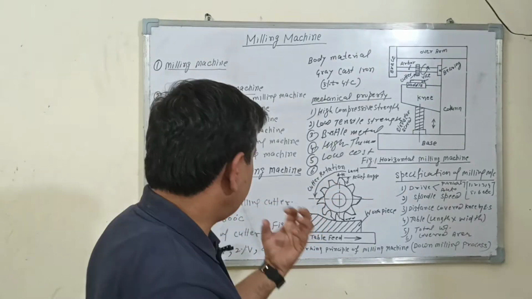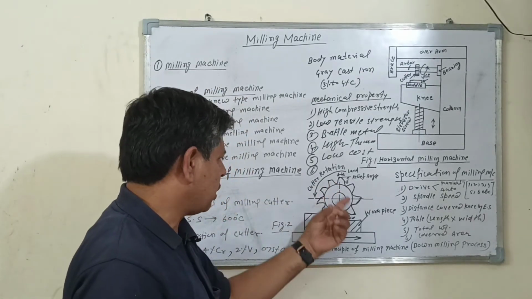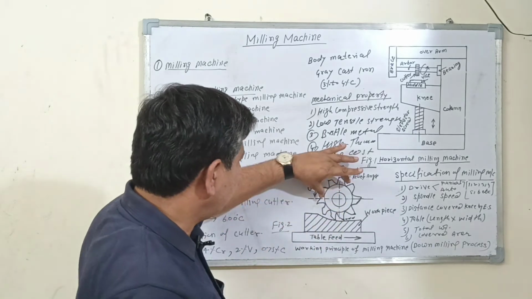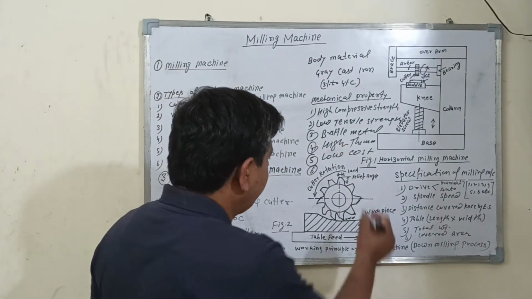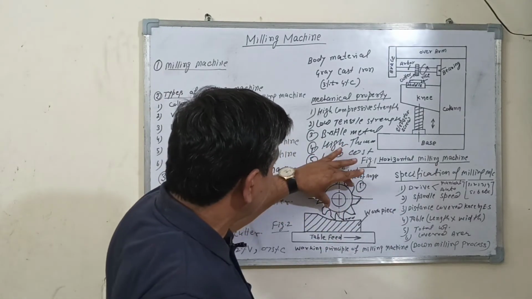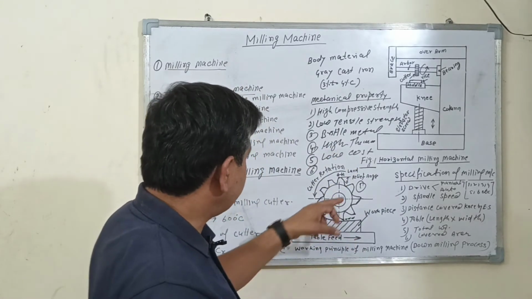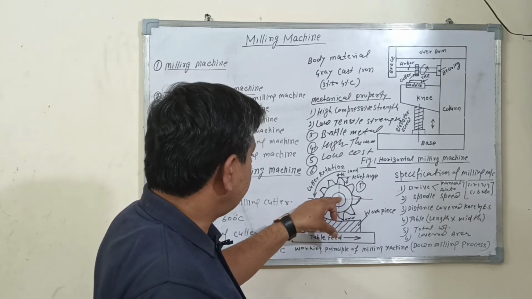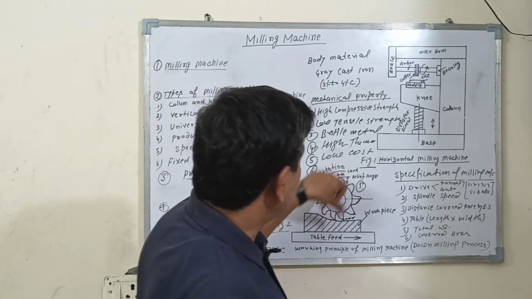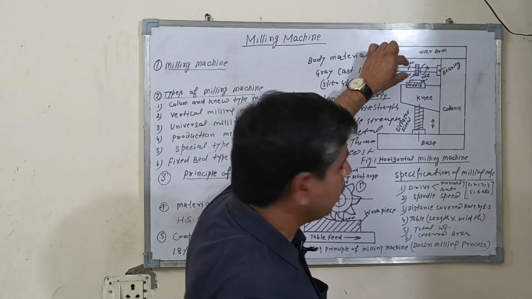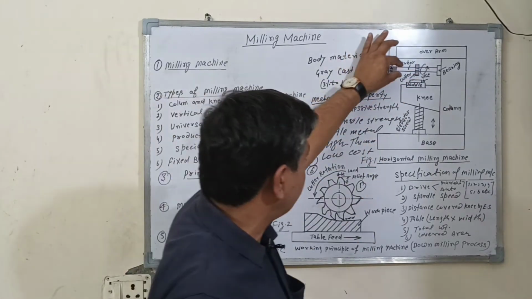How to purchase this cutter? Number one is the outer diameter of the cutter. Number two is the thickness of the cutter. Number three is the inner diameter of this cutter. The inner diameter of the cutter depends upon the outer diameter of the arbor.